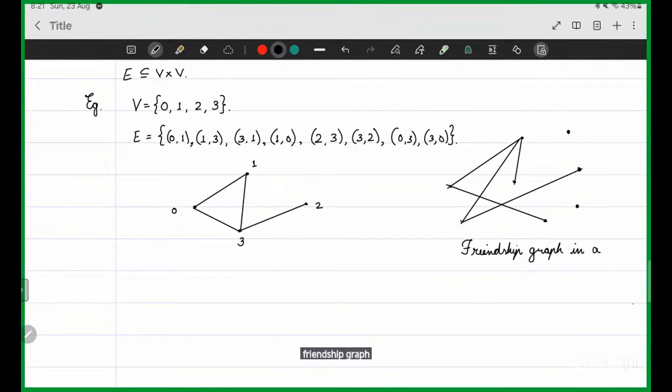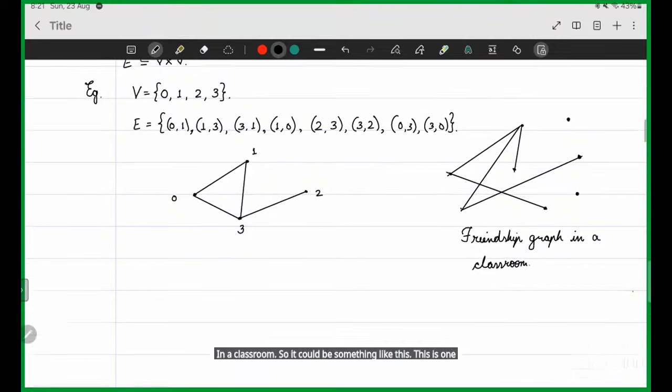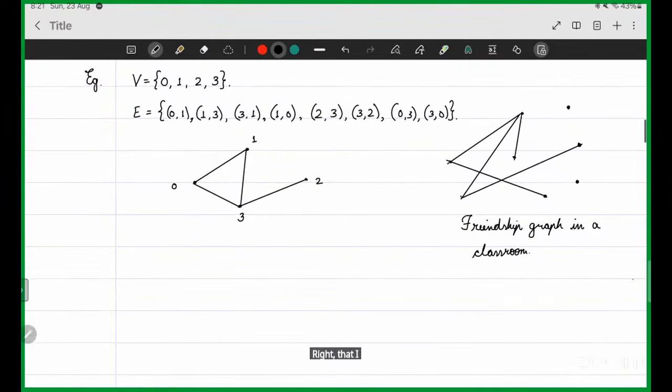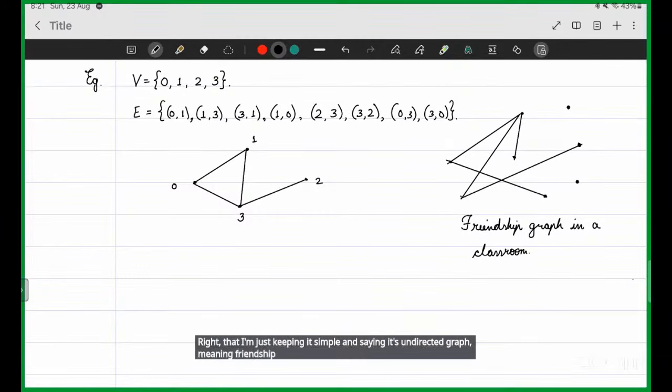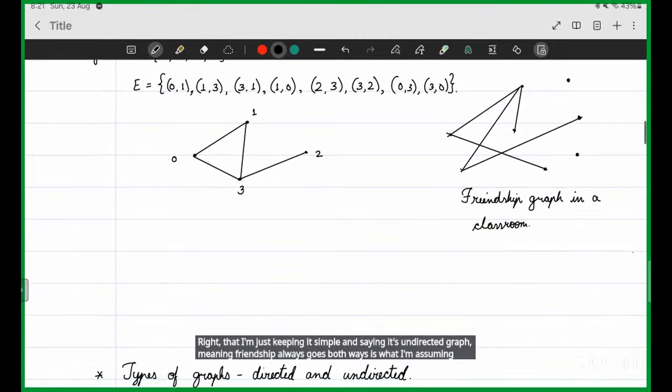in a classroom. So it could be something like this. This is one example, right? I'm just keeping it simple and saying it's an undirected graph, meaning friendship always goes both ways, is what I'm assuming. That could not be the case also.